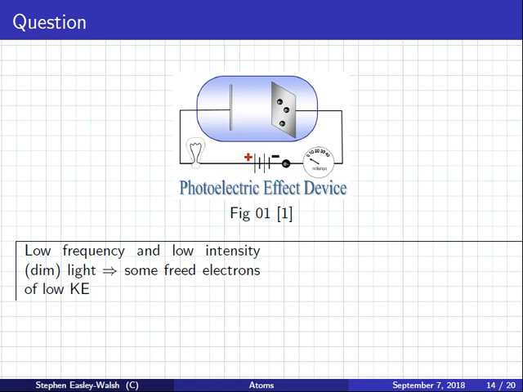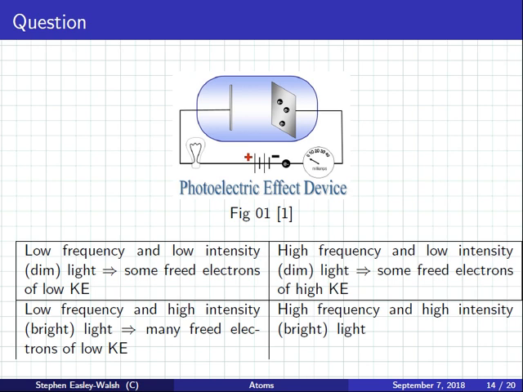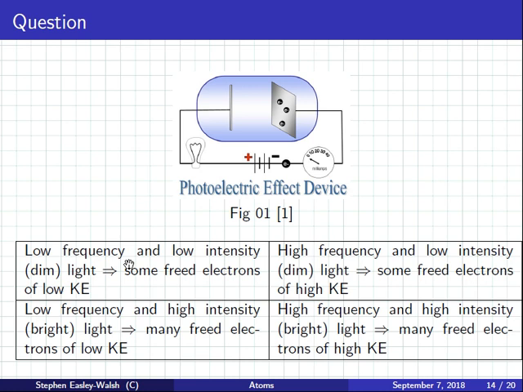Right, what about the next one? High frequency and low intensity. So, some or many freed electrons? Some freed electrons, good. High or low kinetic energy? Some freed electrons of high kinetic energy, good. Low frequency and high intensity. So, many or some free electrons? Many, and high or low kinetic energy? Very good. Last one, Siba, looks like you're getting them all. High frequency and high intensity. What's that? Many and high. Many free electrons of high kinetic energy. Okay, so this table would be good if you can write it down.